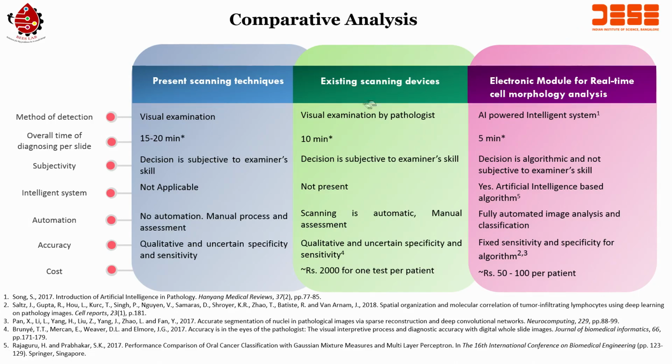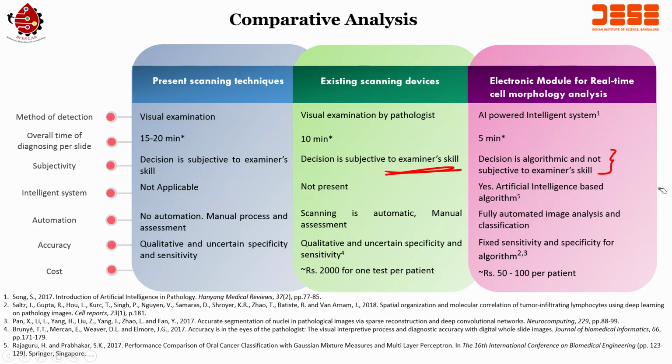Then the third one is subjectivity. For the existing devices, the decision is subjective to the examiner's skill. Finally, in our device, the system that you are learning, the decision is algorithmic and not subjective to the examiner's skill. Finally, there is no intelligence present in the existing scanning devices, whereas in our system, as you have learned, you can have the AI module integrated.